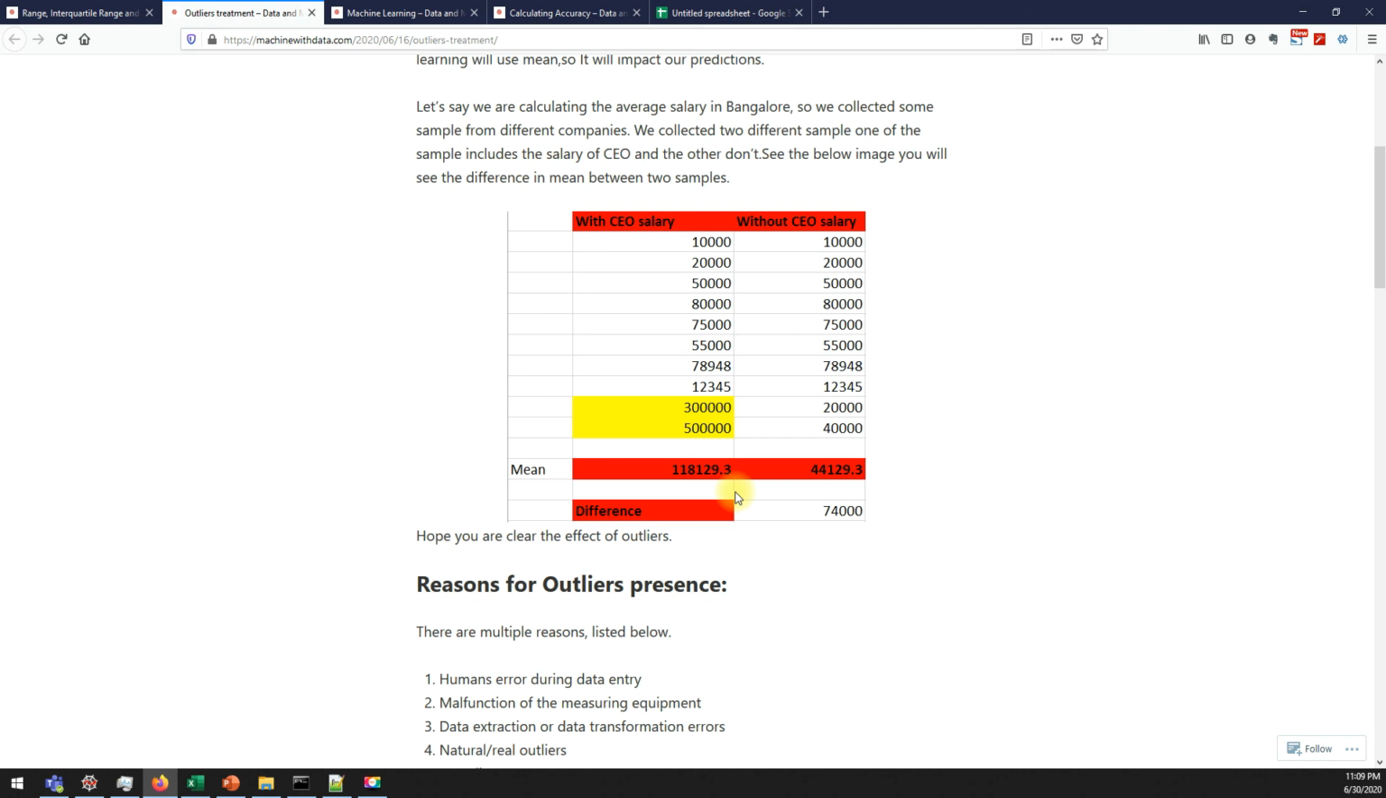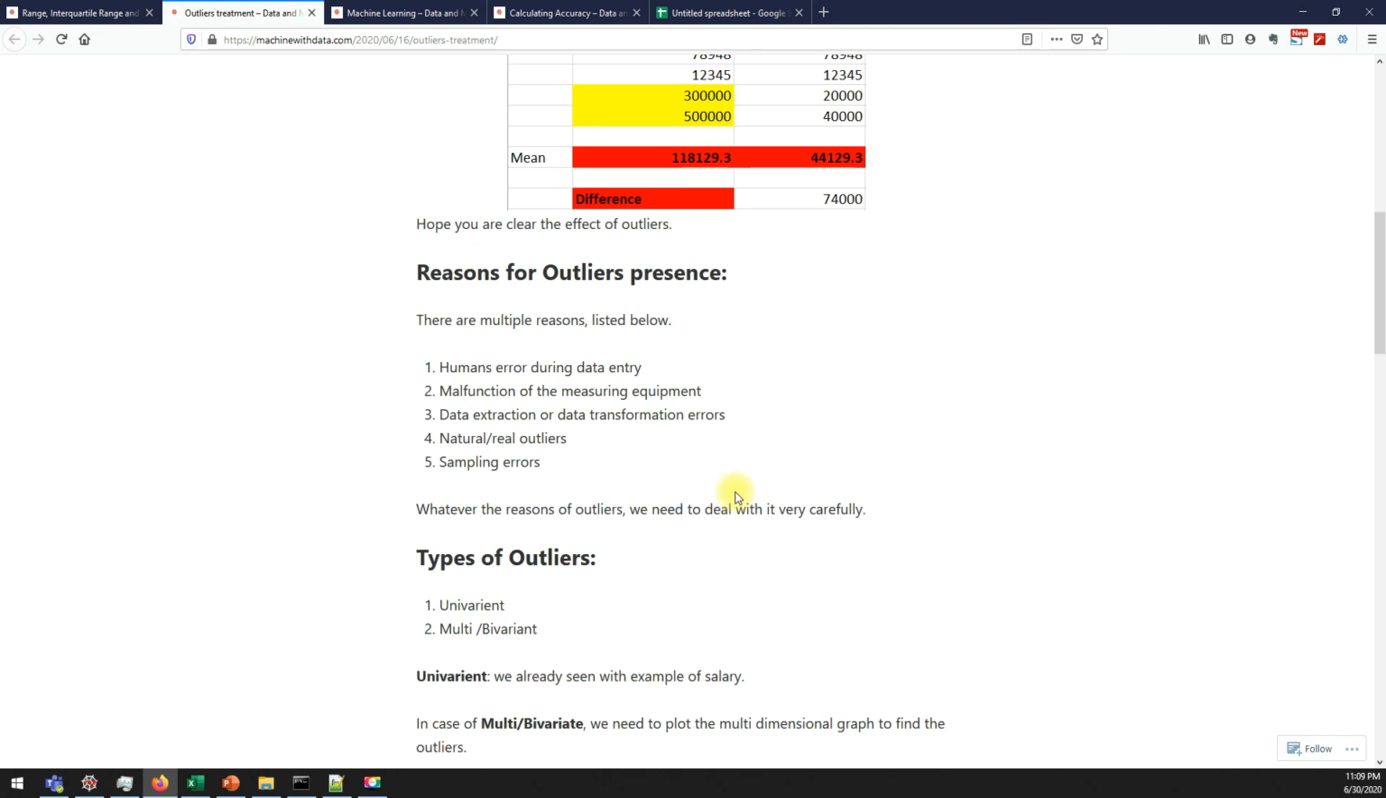So we have to be very, very careful when we are dealing with outliers. Maybe the stats say it's an outlier but your business says it's not, but still, an outlier is an outlier. We should be very careful when dealing with outliers.